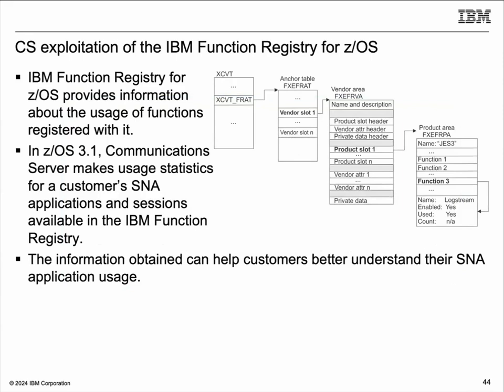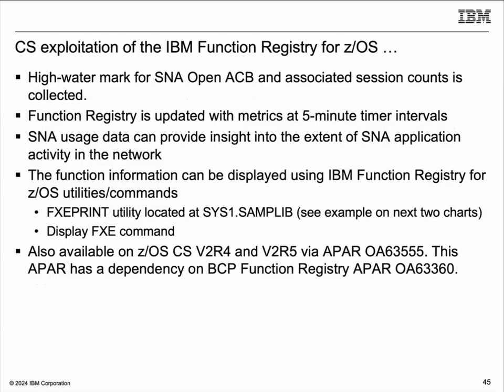So a vendor can have a slot and they have multiple products underneath there. z/OS has a slot, and in 3.1, CommServer becomes the very first element to use the function registry. So we have slot number 1 in that table for VTAM, oddly enough. So what are we doing with it? In 3.1, we're storing SNA application usage, and I'll get to the why on the next chart. What are we collecting? We're collecting high water marks for SNA open ACBs and associated session counts. We refresh that every 5 minutes.